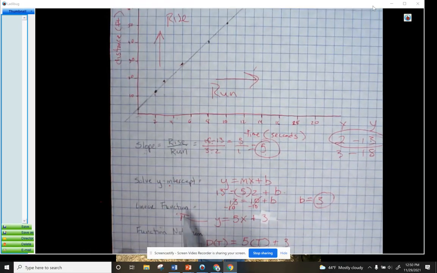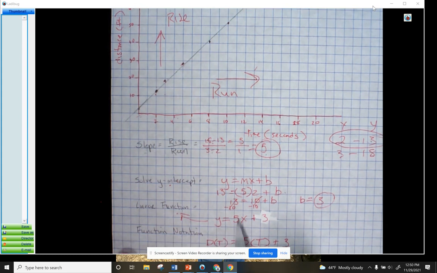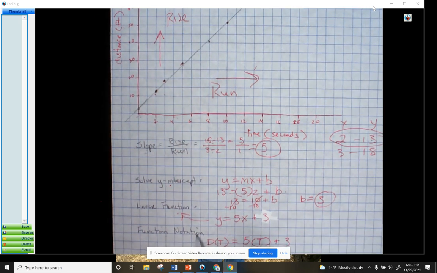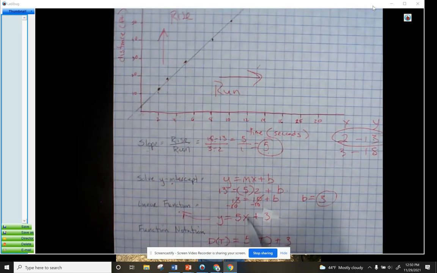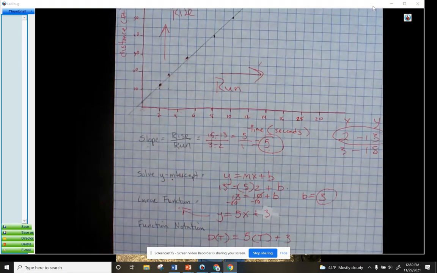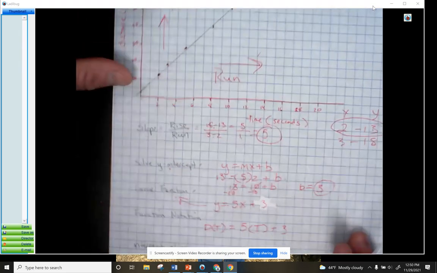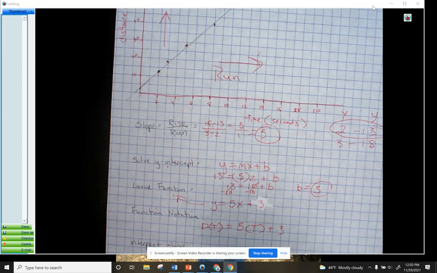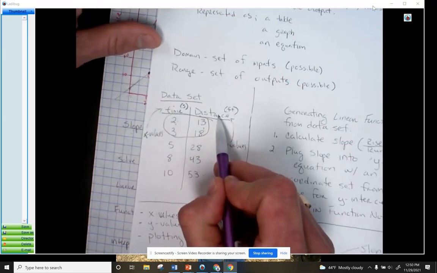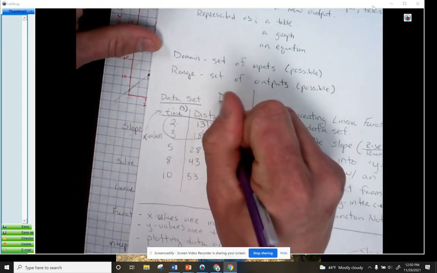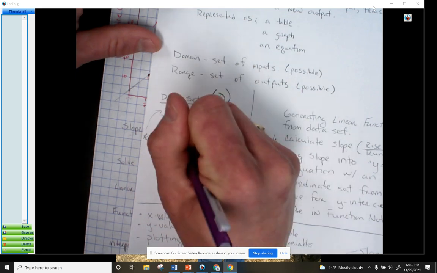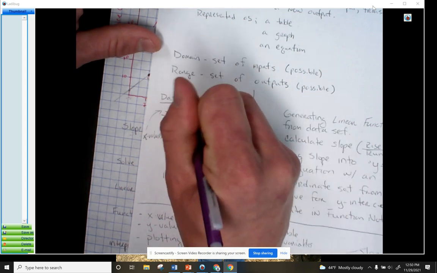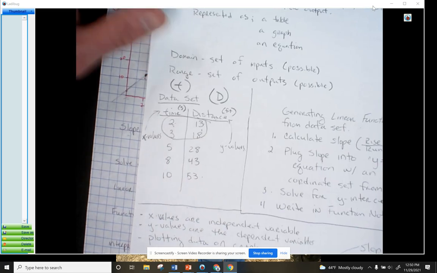So our linear function is y equals 5x plus 3. There's your slope. There's your y-intercept. Now to write it in function notation, we're just going to take that y and that x and give them some more appropriate lettering. For distance, our y, I'm going to call this d. And for our x, I'm going to call this t for time.